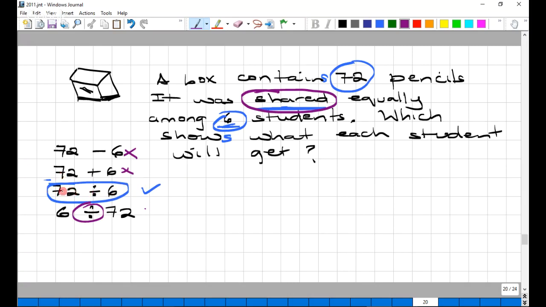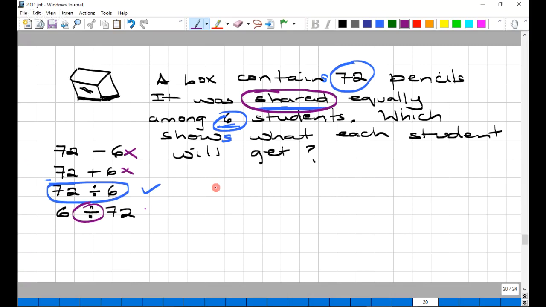Remember that division is repeated what? Multiplication is repeated addition, but division is repeated subtraction. Okay? Got that one? Yes, sir.